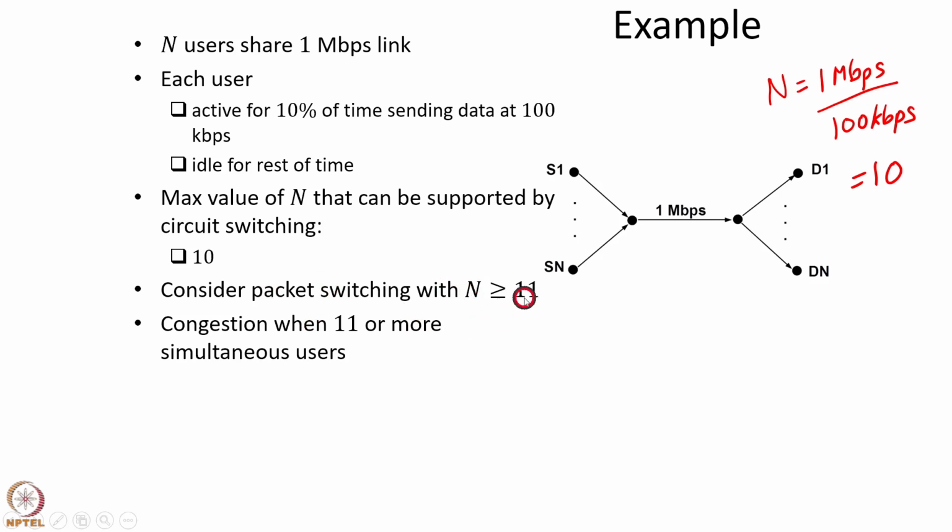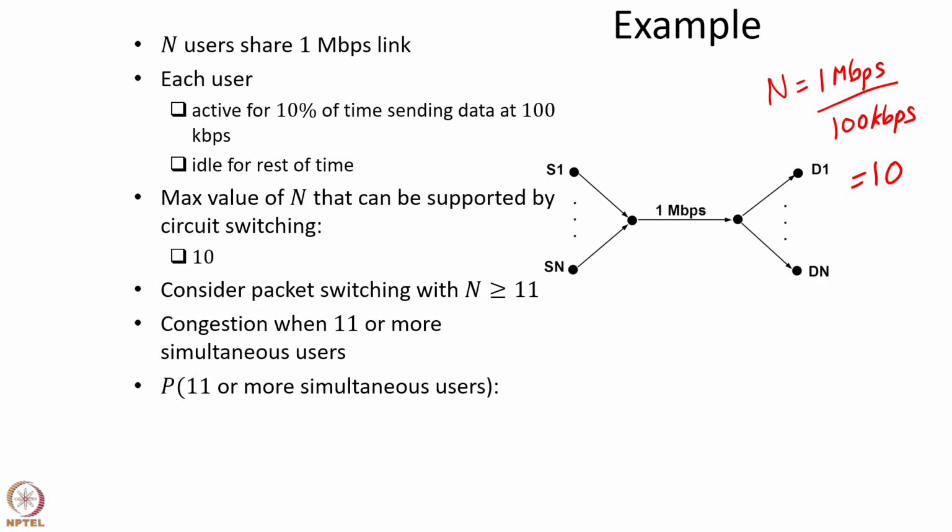So if there are 10 or fewer active users, then the total rate at which data comes in at this router is less than or equal to 1 Mbps. In that case, there is no congestion. But if there are 11 or more simultaneous users, then the total rate at which data comes in at this router is more than 1 Mbps, and then there is congestion. That is, the queues start growing at this router, and eventually it starts dropping packets. There is congestion when there are 11 or more simultaneous users. Otherwise, there is no congestion.